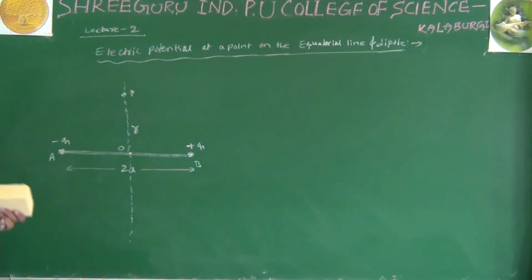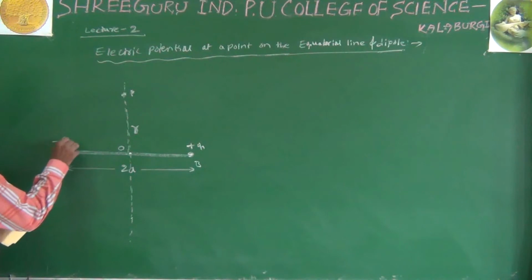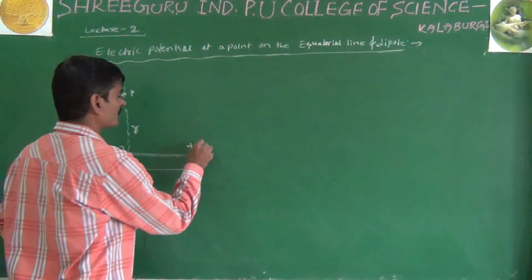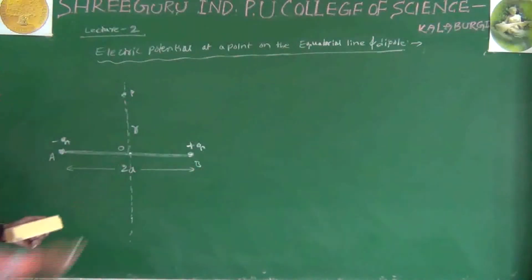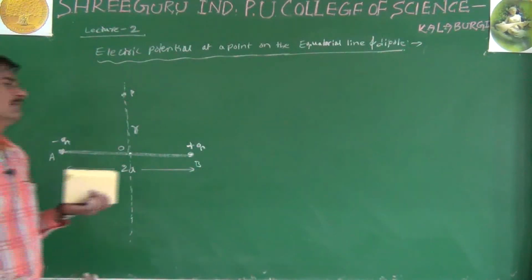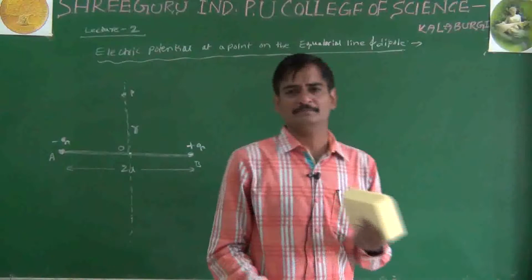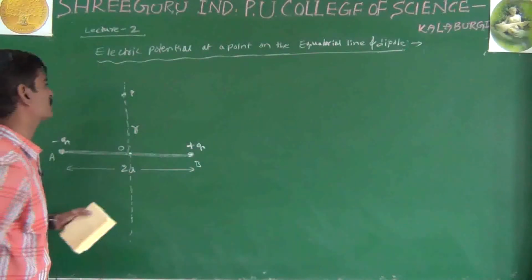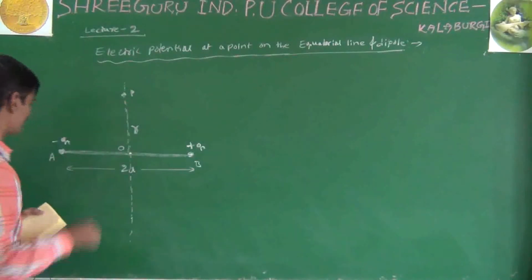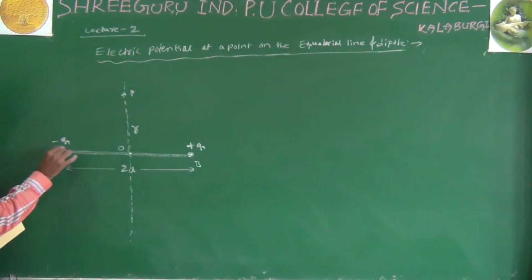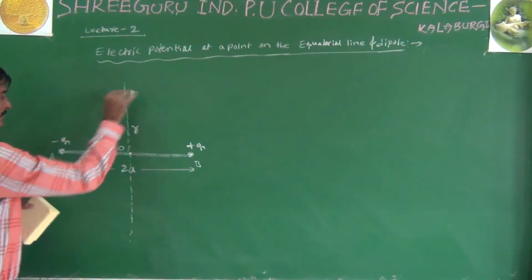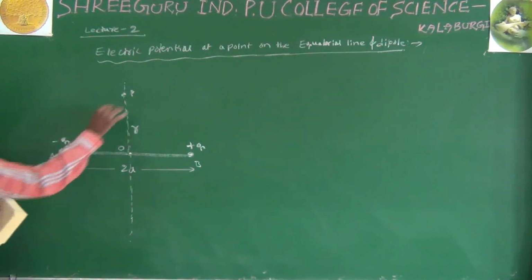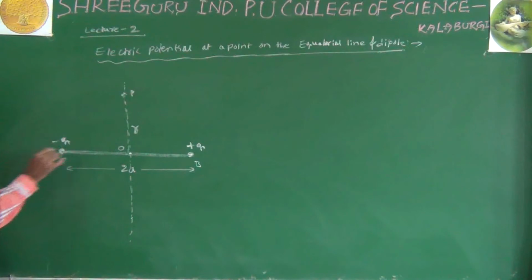Same way, first we find the electric potential due to one charge, that is minus q. Then we find the electric potential due to plus q charge. Then we add them, and we'll get the answer. Simple. So first think, what is the distance of the point P from the charge minus q?